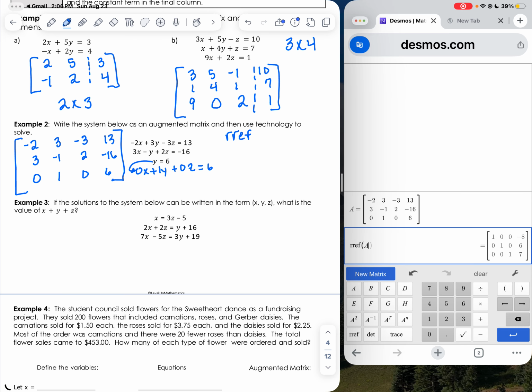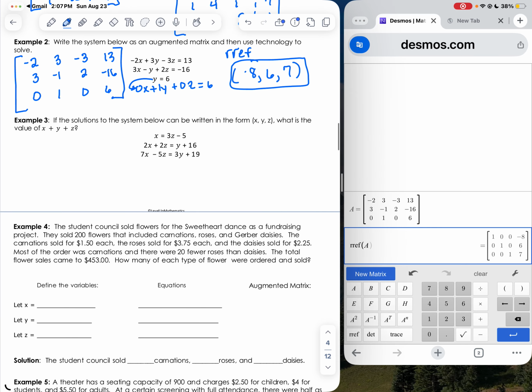Now, when you do that, the 3 numbers in the last column are your solutions. So in this problem, x was equal to -8, y was equal to 6, and z was equal to 7. So there's the solution to your system of 3 equations. All right. Example 3.